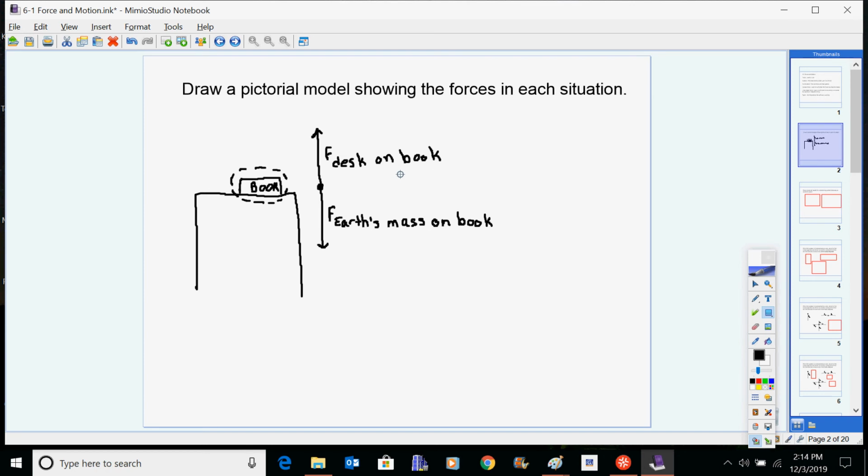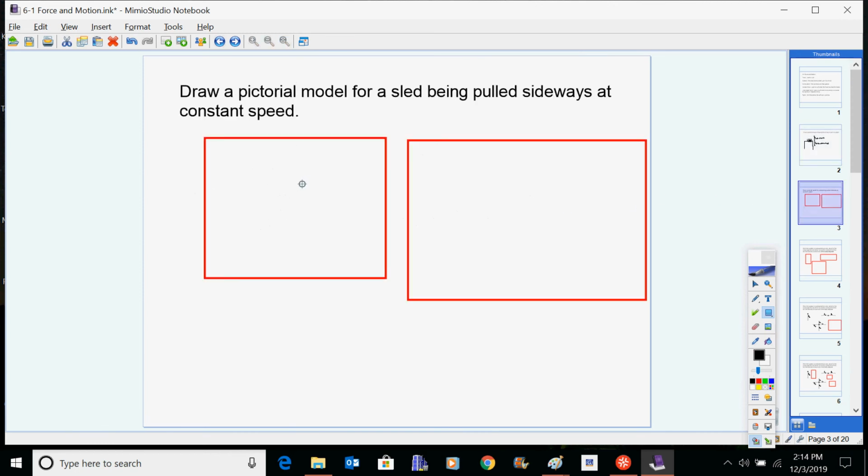So it's not usually just one force acting. There's usually several, although there can be just one. All right. So what we want to do is draw a model for a sled being pulled sideways at constant speed. Okay?